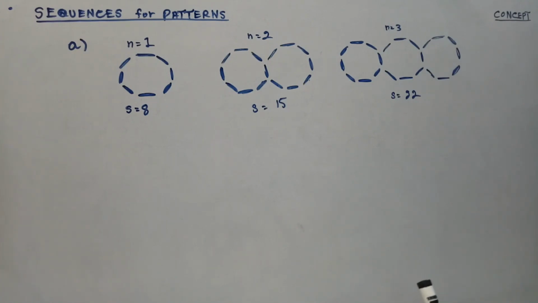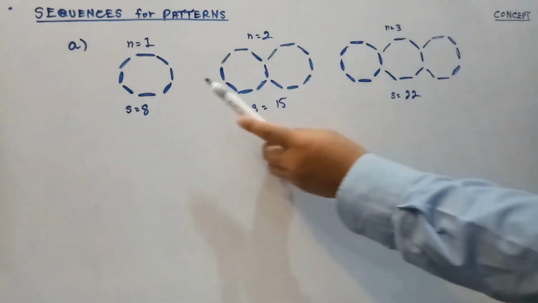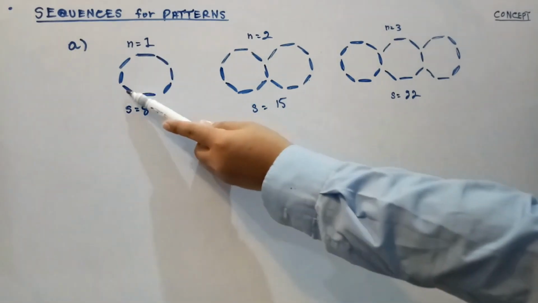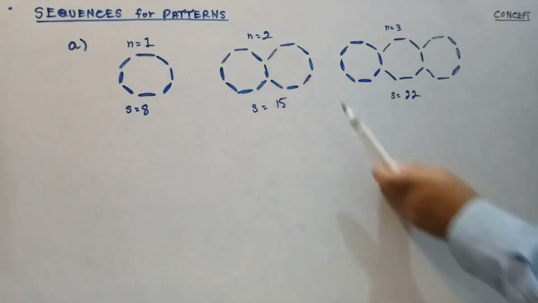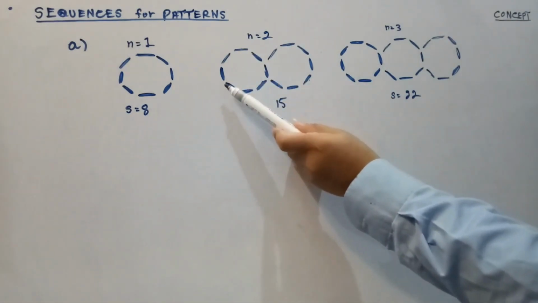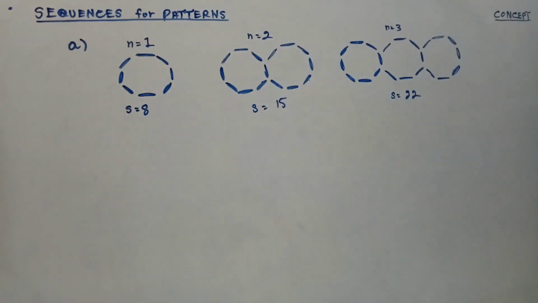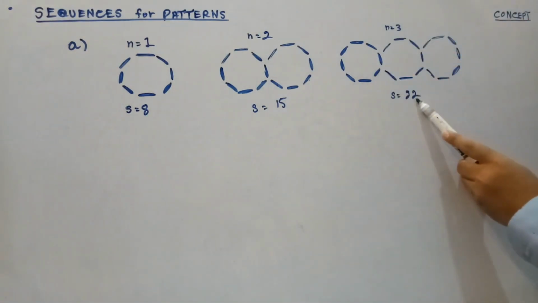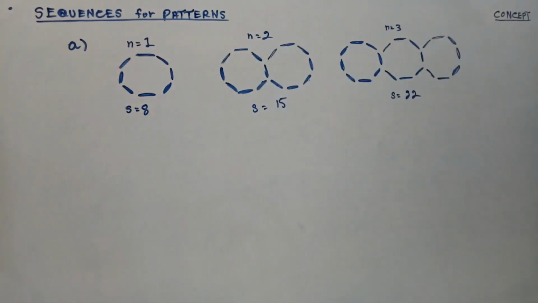First of all, you can see in the first place we have a figure, and that figure is made of 8 sticks. You can count 1, 2, 3, 4, 5, 6, 7, 8. So in the first figure we have 8 sticks. In the second figure we have 15 sticks. Similarly, in the third figure we have 22 sticks. These are the sticks, and these are the positions we have.